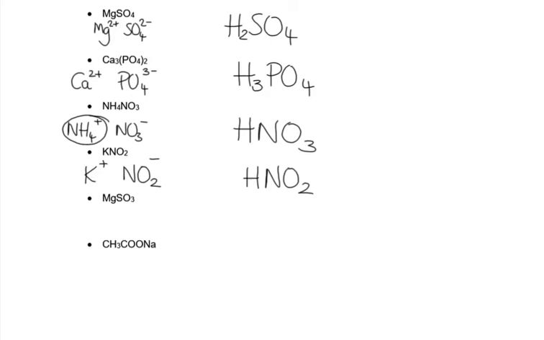These two here are both called nitric acid, but one of them is called nitric 5 and one of them is called nitric 3. We will learn about that later in the course, but they are both types of nitric acid.